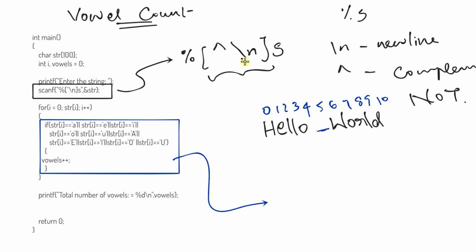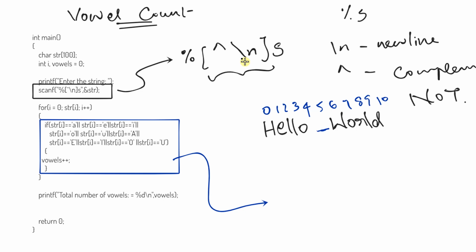Now we'll be checking everything. str of i is equal to A, E, I, O, U; every vowel will be checked. Why are we checking for capital vowels also? Because the ASCII value is different for small letters and capital letters, so we have to check both. We'll check if H is equal to any of these letters. It is not equal, so we'll traverse to the next.